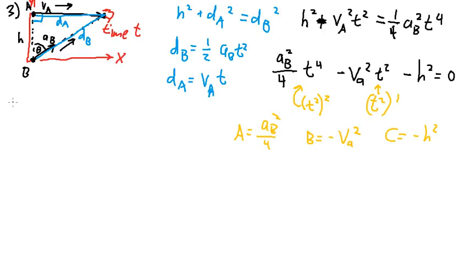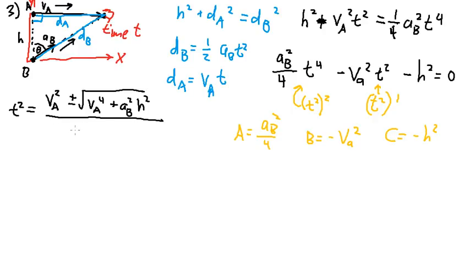And so what comes out of that is that t squared is negative B, so it's going to be v sub a squared, plus or minus the square root of B squared, so v a to the 4th, minus 4 times A times C. So the 4 will cancel out that 4 under the a sub b squared, so a sub b squared times h squared, then because h squared was negative, this becomes plus. All over 2 times A, so all over a sub b squared divided by 2.